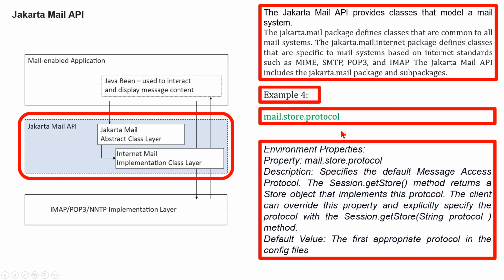Now we are considering the property mail.store.protocol in environment properties. This property specifies the default message access protocol. The session.getStore method returns a store object that implements this protocol. The client can override this property and explicitly specify the protocol with the session.getStore(String protocol) method. The default value is the first appropriate protocol in the config files.